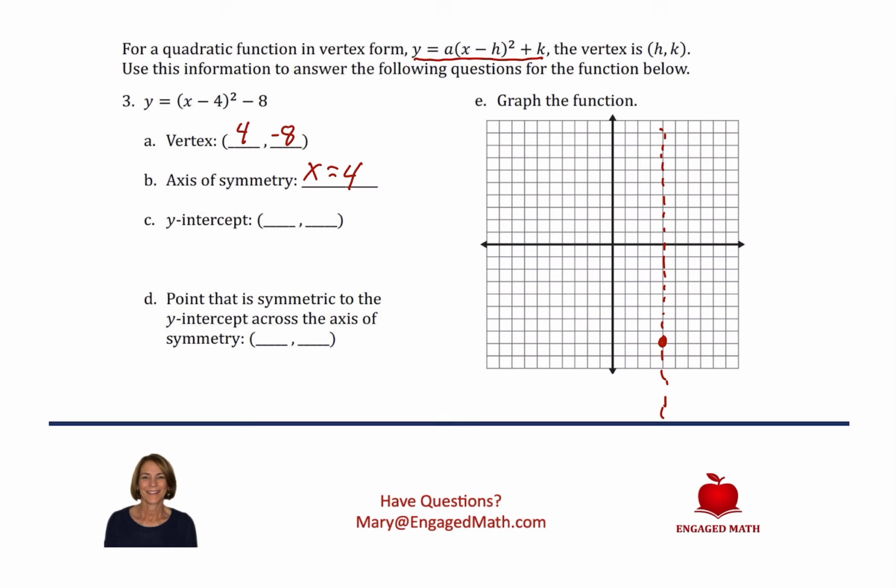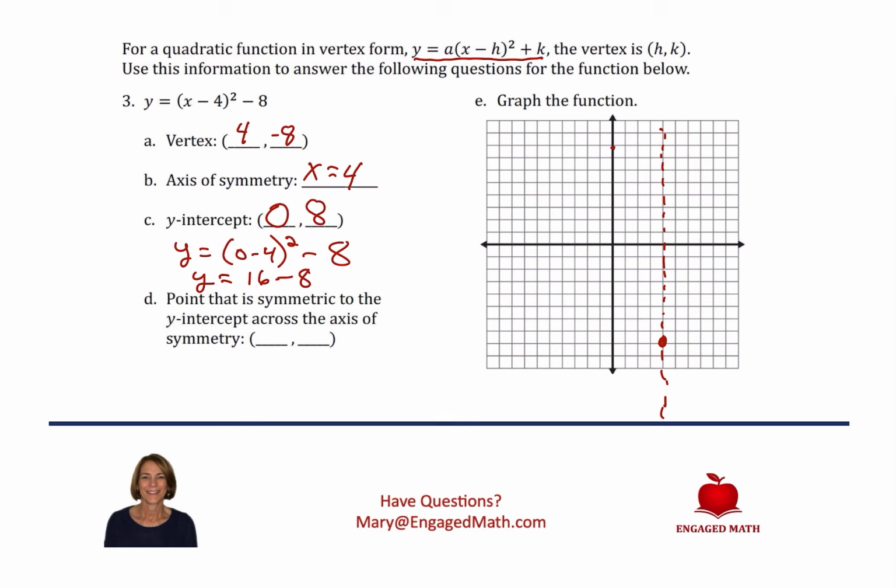Okay, the y-intercept. So we know that if we want a y-intercept, here's our y-axis, we must have an x-coordinate of 0. So we're going to take our equation and put 0 in for x and figure out what y is. In this case, we get y = (-4)^2, so it's 16, minus 8 gives us a positive 8 for our y-intercept.